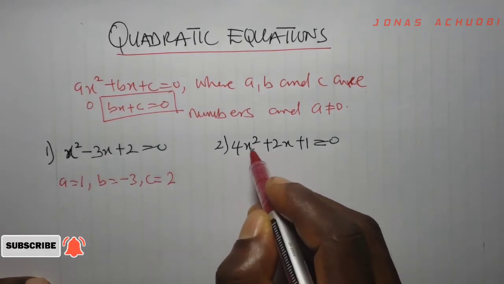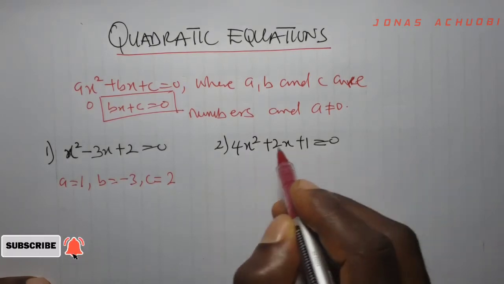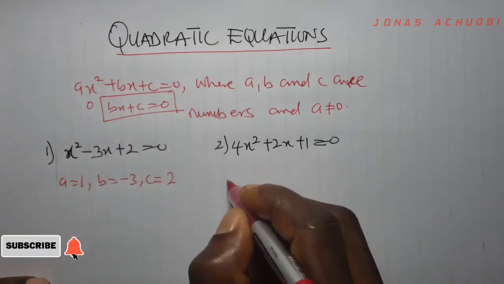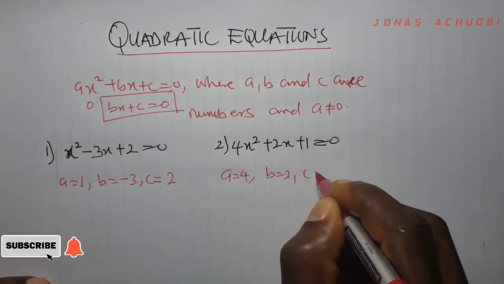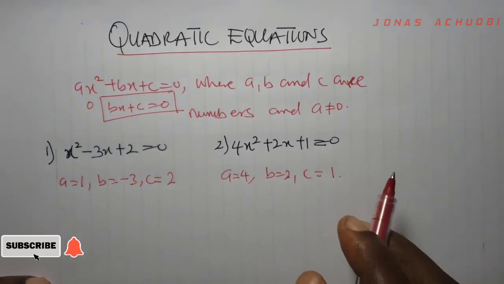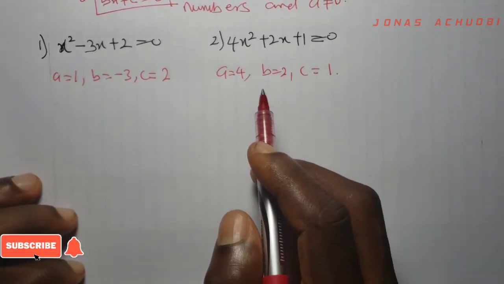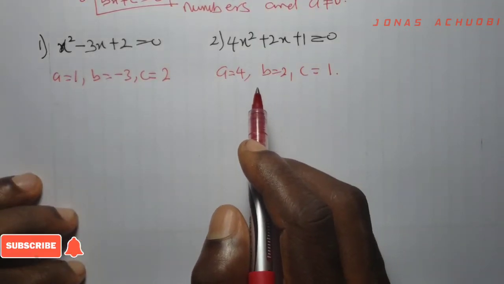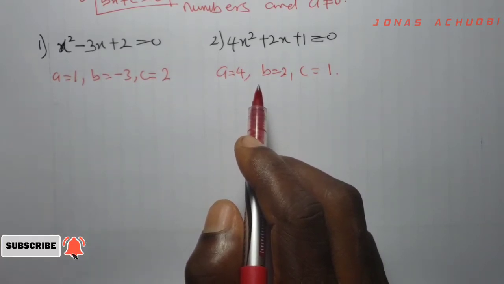Second example is 4x squared plus 2x plus 1 equal to 0. Again, if we compare this to the general form, we see that a here is 4, b is 2, and c is 1. So these are two examples of quadratic equations, and of course we have many more of them. One of the methods we employ in solving such equations is the method of factorization, where it is possible.